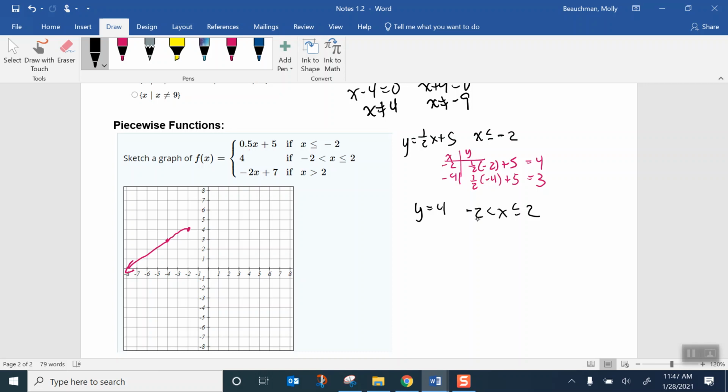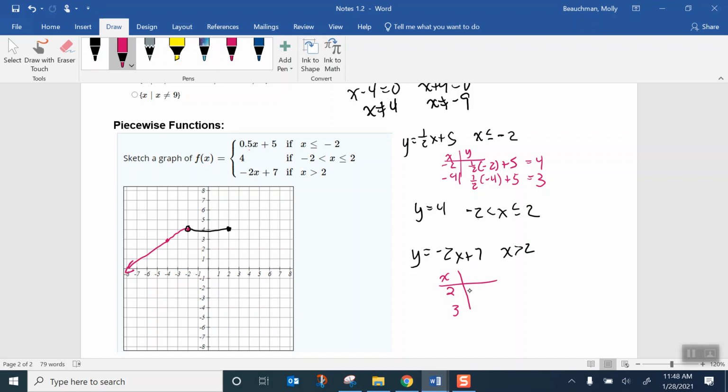I want an open circle at negative 2. So that open circle is going to go around the first graph I just graphed over to 2, and then I get a closed circle. The third equation says graph negative 2x plus 7 if x is greater than 2. I'm going to plot points again. Use 2 because that's our endpoint. We have an open circle. I just know I'm going to have an open circle on the graph. So I'm going to choose 2 and then a value larger than 2, which is 3.